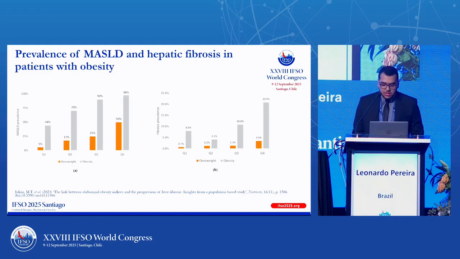As we can see here in this data from Julian et al., there is an almost linear relationship between visceral fat and prevalence of MASLD and liver fibrosis. This pattern is present in patients with overweight, the orange bars, and with obesity, the gray bars, but the effect is stronger in patient groups with obesity.